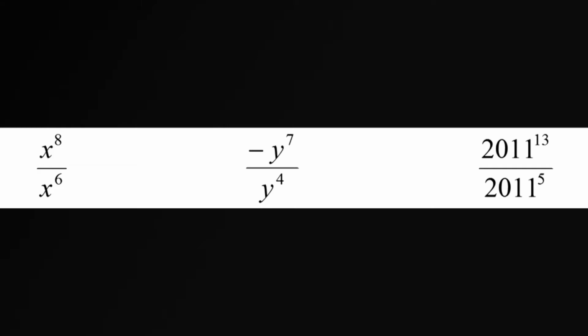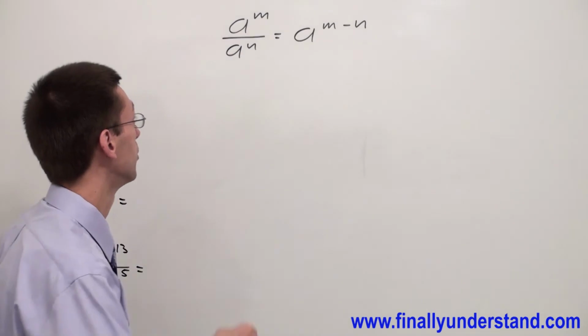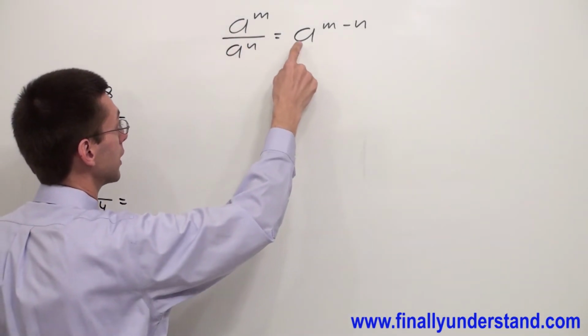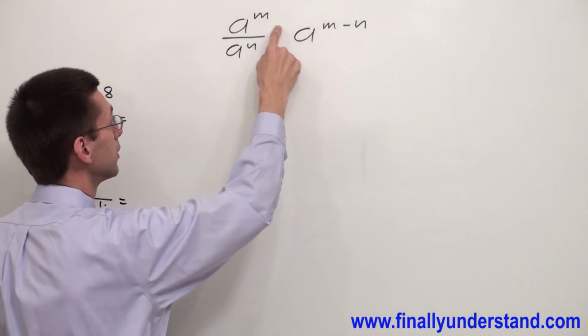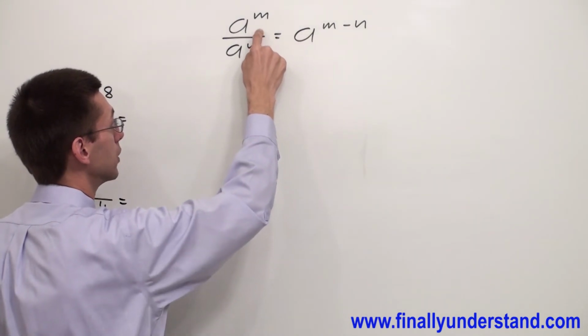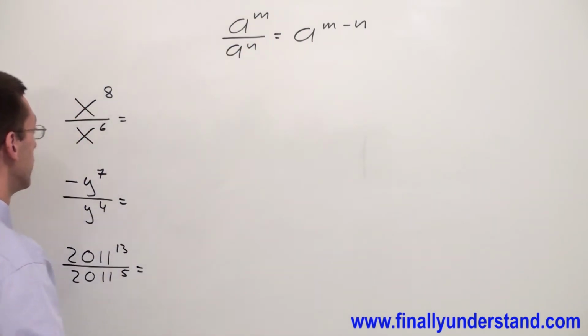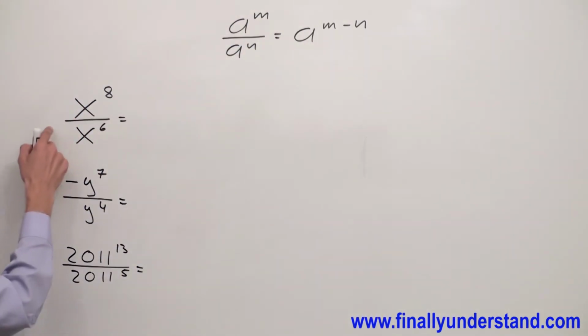Anytime you will divide variables or numbers with the same base, you're supposed to always keep the base and subtract the exponents. Remember, you can do that only when you have the same base. Now let's take a look at the first example.